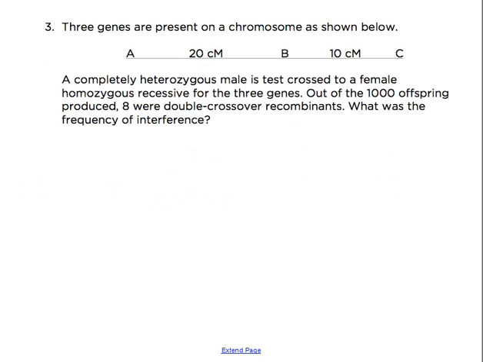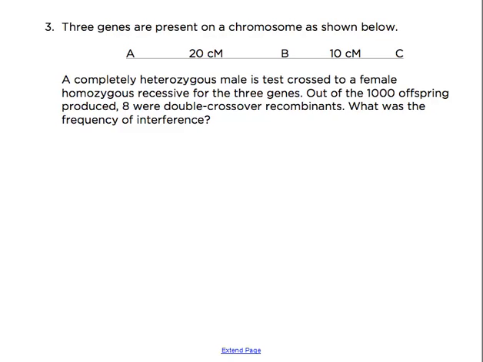Problem 3. 3 genes are present on a chromosome as shown below, with A and B 20 centimorgans apart and B and C 10 centimorgans apart. A completely heterozygous male is test-crossed to a female homozygous recessive for the 3 genes. Out of the 1,000 offspring produced, 8 were double crossover recombinants. What was the frequency of interference?